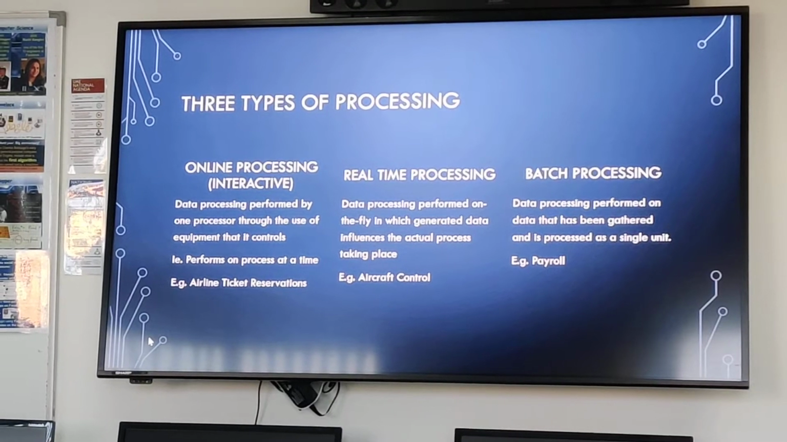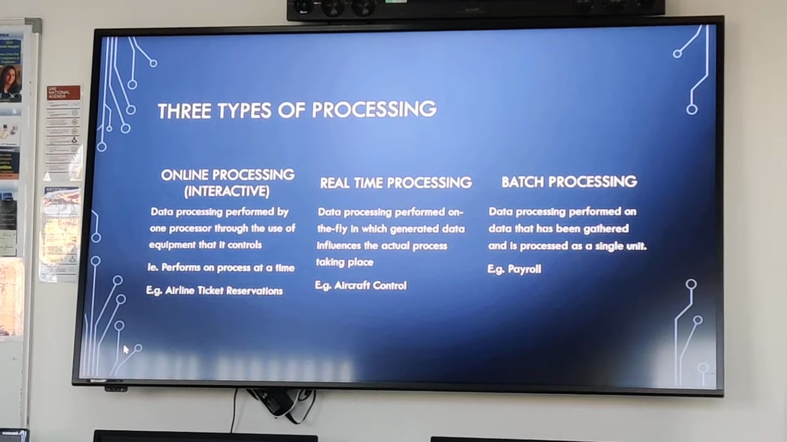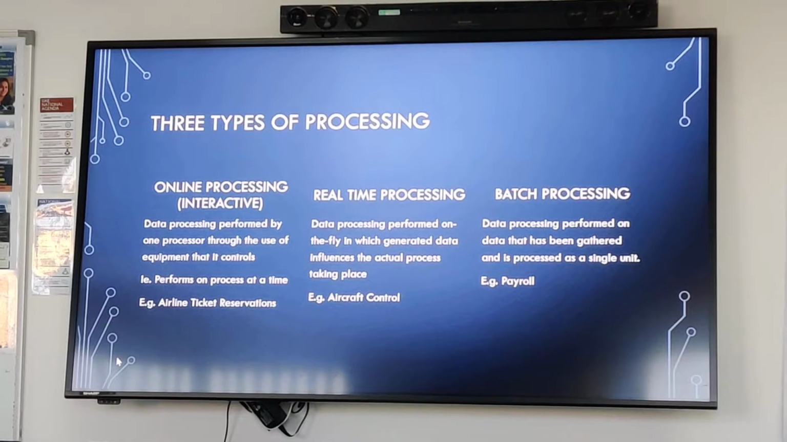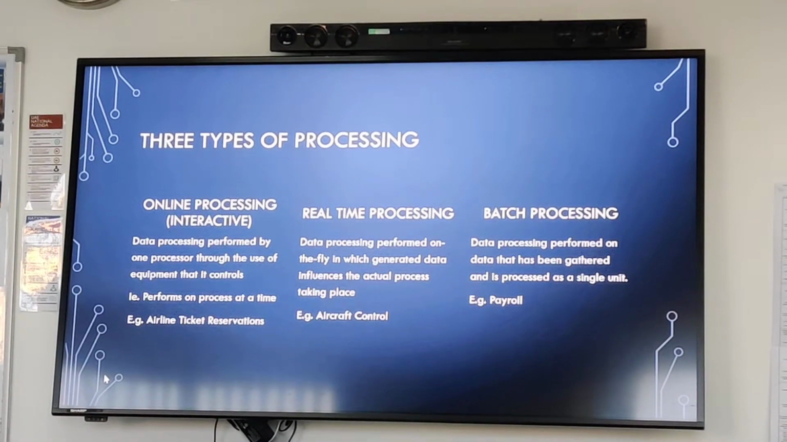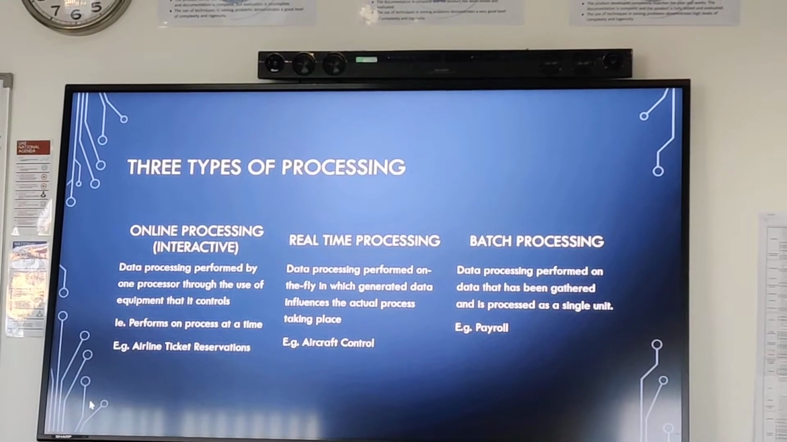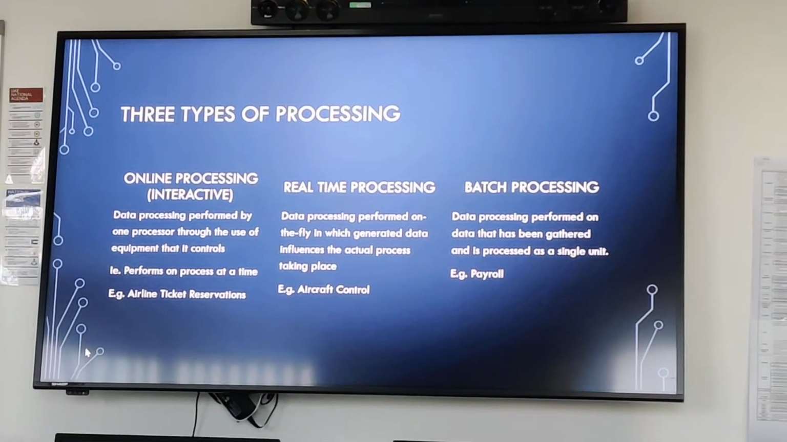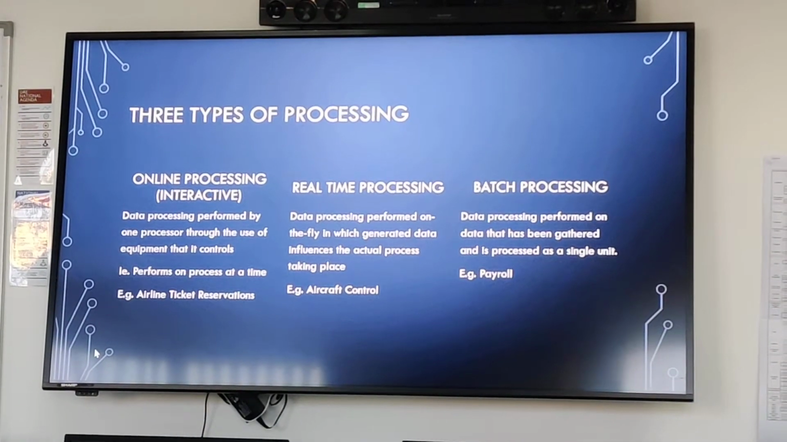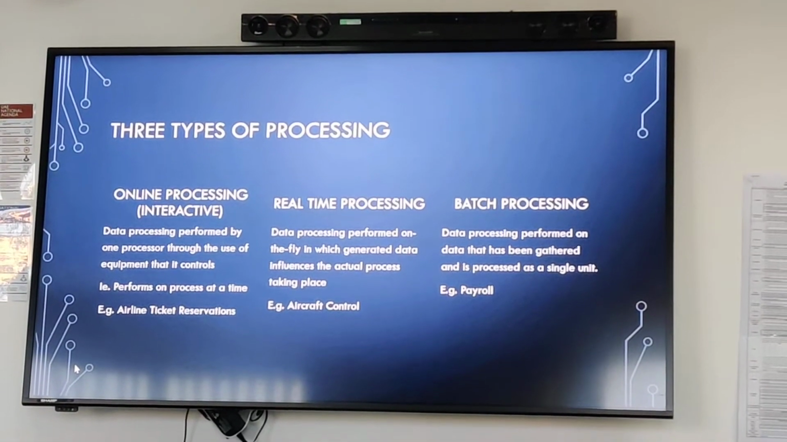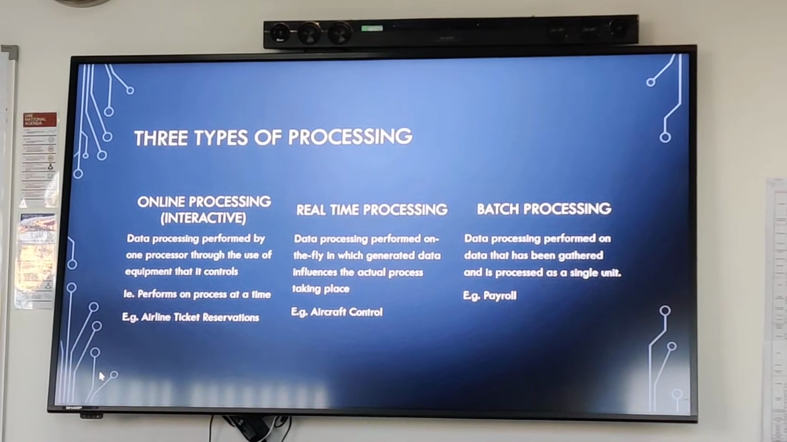Real-time processing is data processing that's performed on the fly as data is created. For instance, aircraft controlling a car, because many of these things have electronic systems in them these days. And then batch processing is when the data is processed in large groups. For instance, when processing a payroll, you wouldn't want a system that's constantly running to process the payroll because it's just inefficient. So many companies, at the end of a month, will have one system that does all the payroll in one evening or a couple of days.